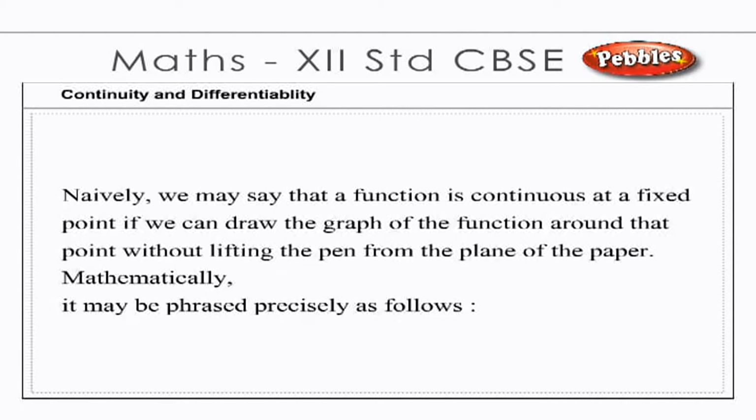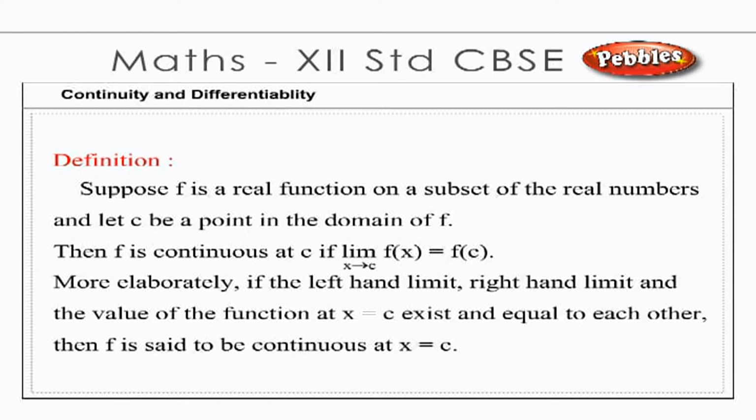We may say that a function is continuous at a fixed point if we can draw the graph of the function around that point without lifting the pen from the plane of the paper. Mathematically, it may be phrased precisely as follows. Definition. Suppose f is a real function on a subset of the real numbers and let c be a point in the domain of f.